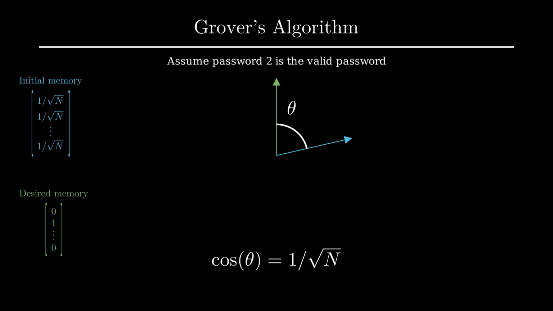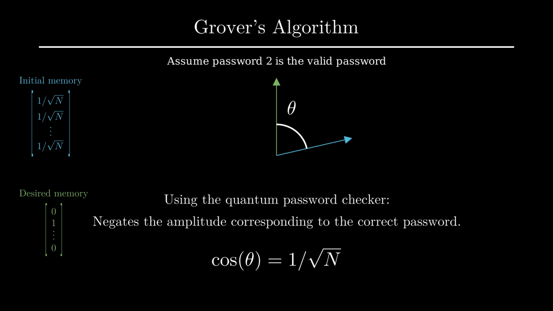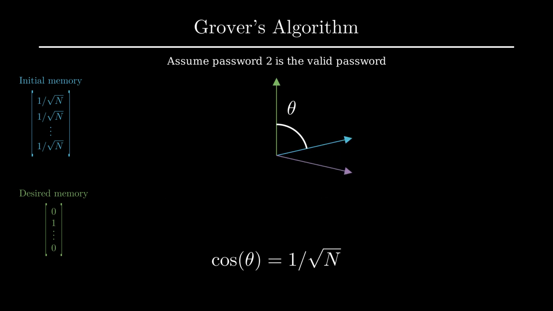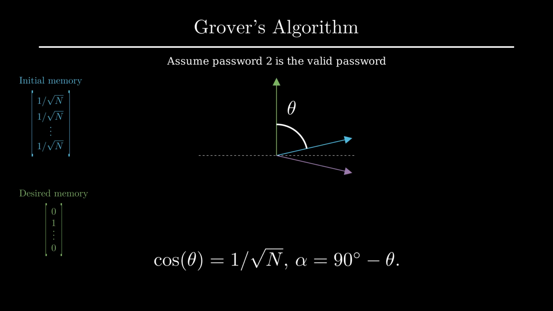Now we want to use the quantum password checker. Recall that the quantum password checker negates the amplitude corresponding to the correct password. So in this case, it's negating the second component. After the first use of the quantum password checker, the state of the quantum computer becomes this. This has the same effect as reflecting around the dashed line. Now our current state depicted in purple is farther away from the desired state. We can find out what the angle is exactly, and for convenience, let's use alpha to denote the angle 90 minus theta. Then you can see that our new angle is 90 plus alpha, or equivalently theta plus 2 alpha.